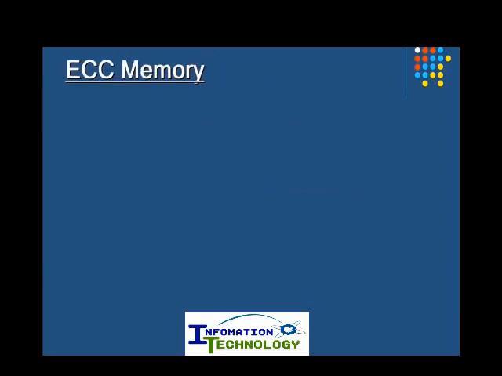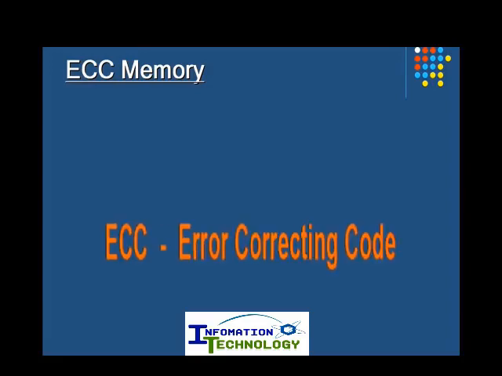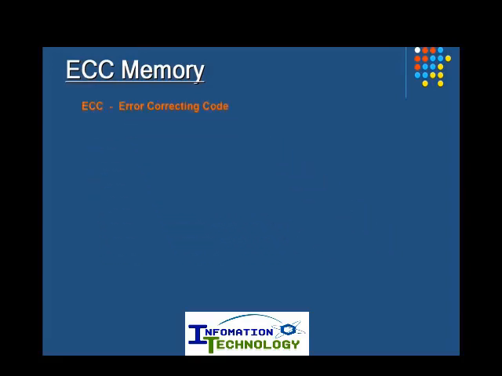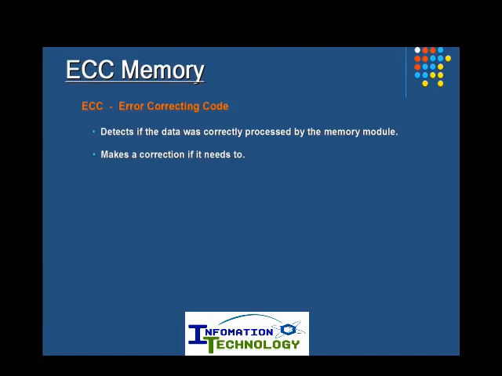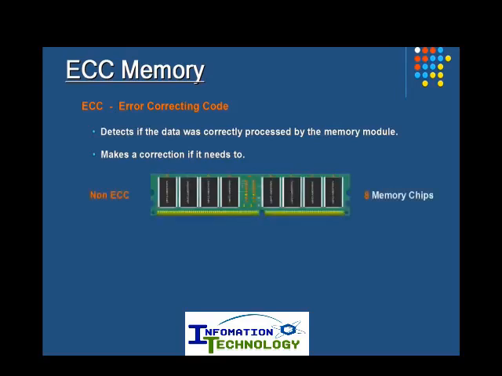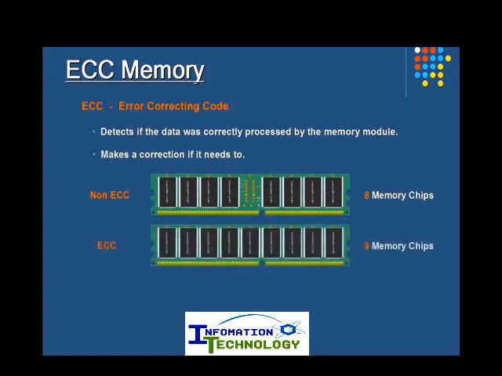Some RAM modules have ECC, which stands for Error Correcting Code. And what this does is that it detects if the data was correctly processed by the memory module, and makes a correction if it needs to. You can tell if a RAM module has ECC by counting the number of memory chips on the module. In a standard non-ECC DIMM, it will have 8 memory chips. But in an ECC module, it will have 9 memory chips.